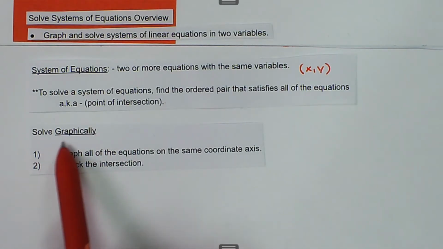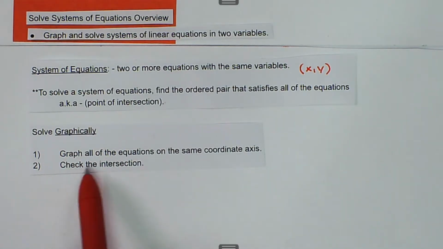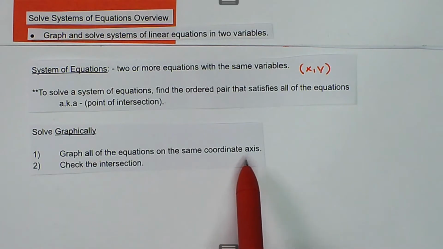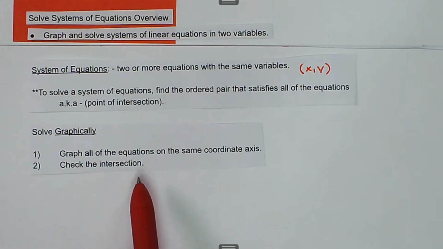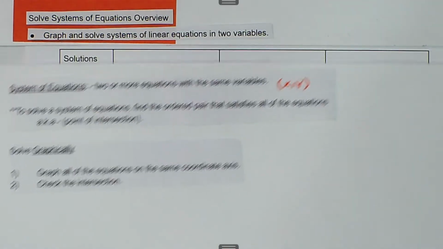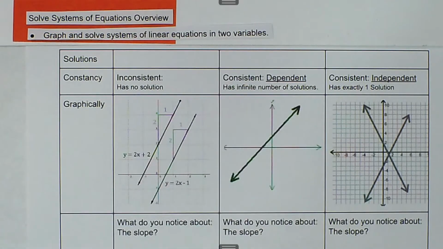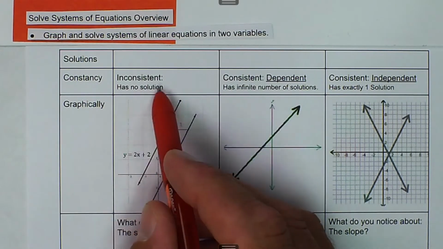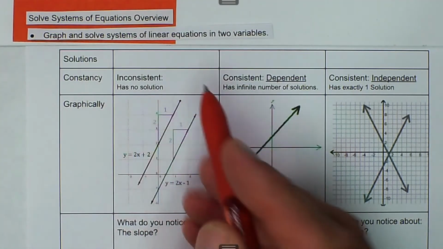The first way we're going to look at is how to solve graphically. Graph all the equations on the same coordinate axis and then check for the intersection. So here we have three examples. And we can look at this, and it says, here we have inconsistent, has no solution.